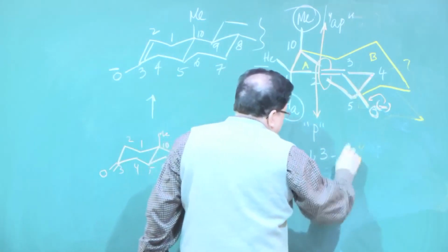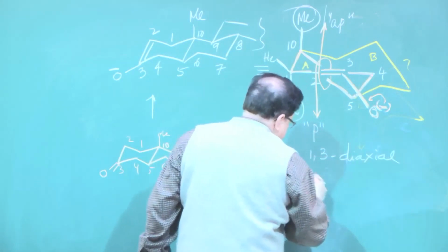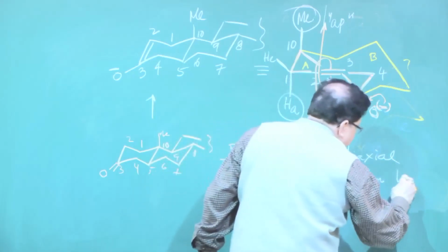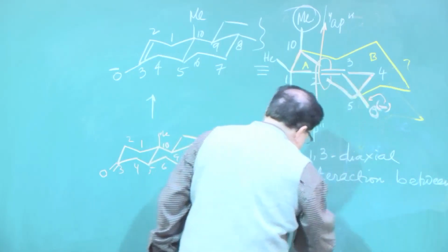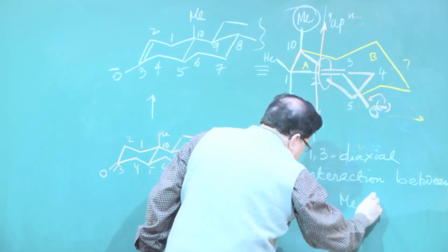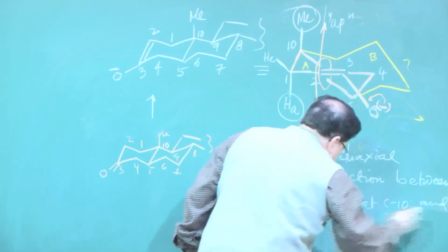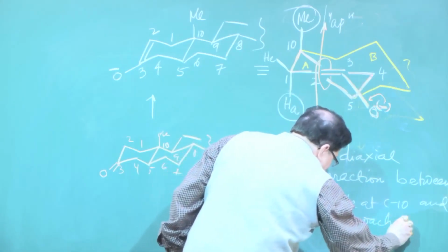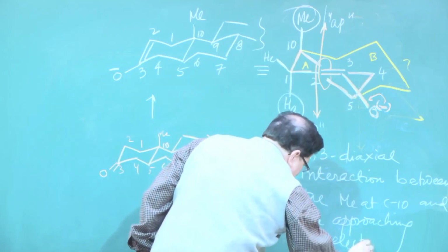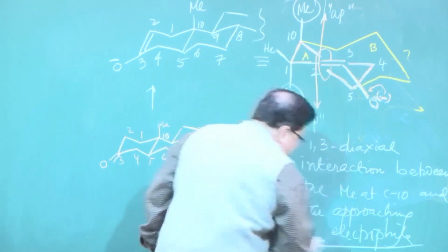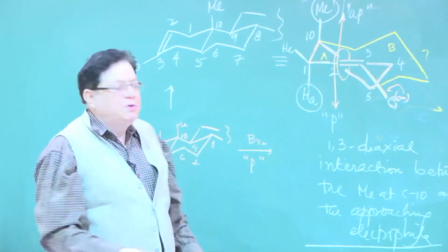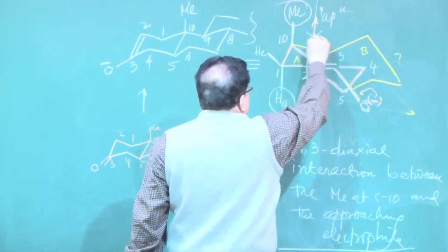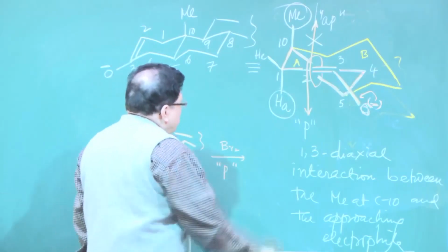So, there is 1,3 diaxial interaction between the methyl at 10 and the approaching electrophile, and due to this factor you now don't get much of this anti-parallel attack. So, you will get more of the parallel attack.